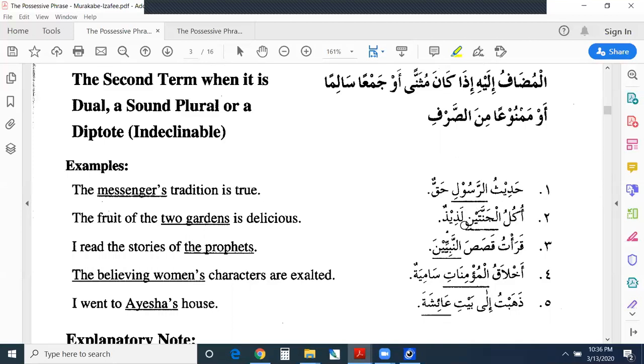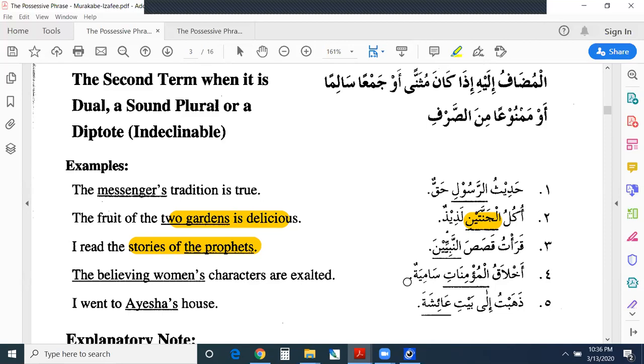Ukulul Jannataini laziz. What is Jannataini? Two gardens. Two gardens. Very good. So the fruit of the two gardens is delicious. Qaratu Qasasan Nabiyina. I read the stories of the prophets. And I'm sure, mashallah, by now you should be able to understand some of this.